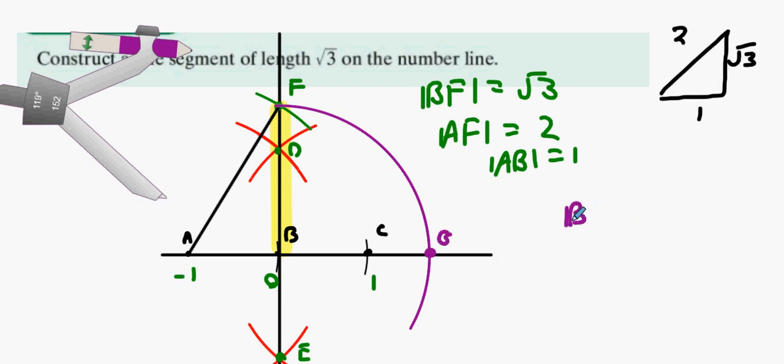Is everybody happy that BG is root 3? Roughly halfway between 1 and 2. Oh, sorry, closer to 2 than to 1. So 1.7. Is that okay with you guys? So this is root 3 or 1.732. Yes? Any questions so far?